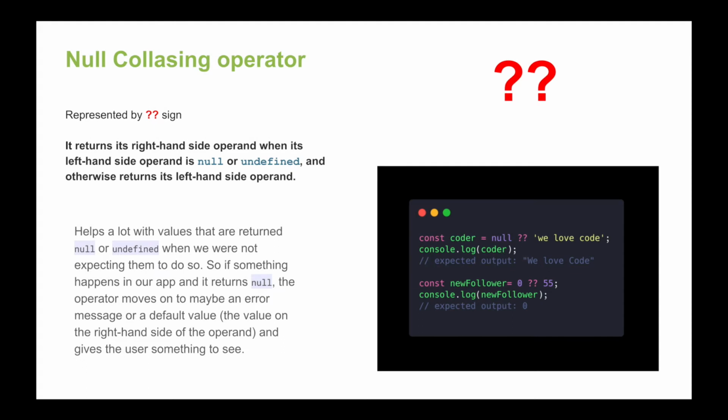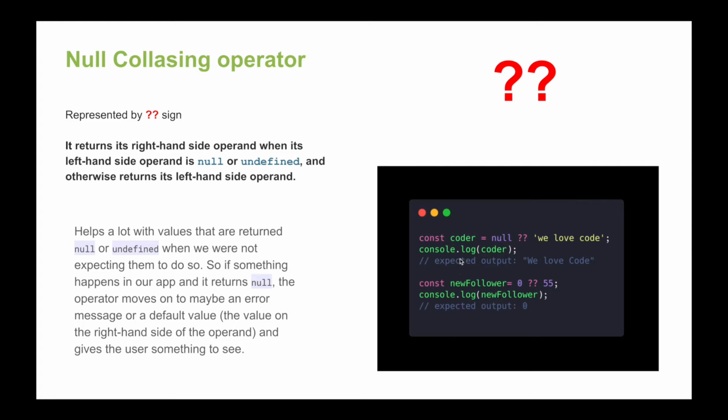Nullish coalescing operator. The nullish coalescing operator is a logical operator that returns its right-hand side operand when its left-hand side operand is null or undefined, and otherwise returns its left-hand side operand. In contrast to the logical OR operator, which returns the right operand whenever the left is any falsy value, this one only does so for null or undefined. This helps a lot with values that are returned null or undefined when we are not expecting them to be. So if something happens inside our app and it returns null, the operator moves to the right-hand side operand, maybe an error message or a default value, and gives the user something to see.